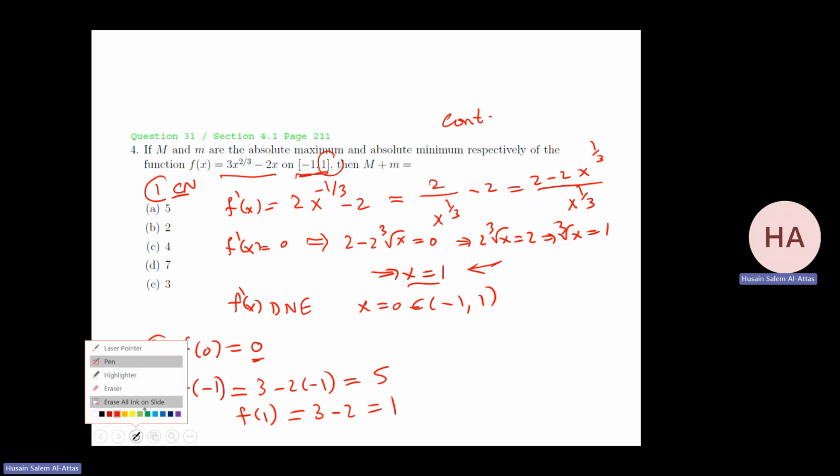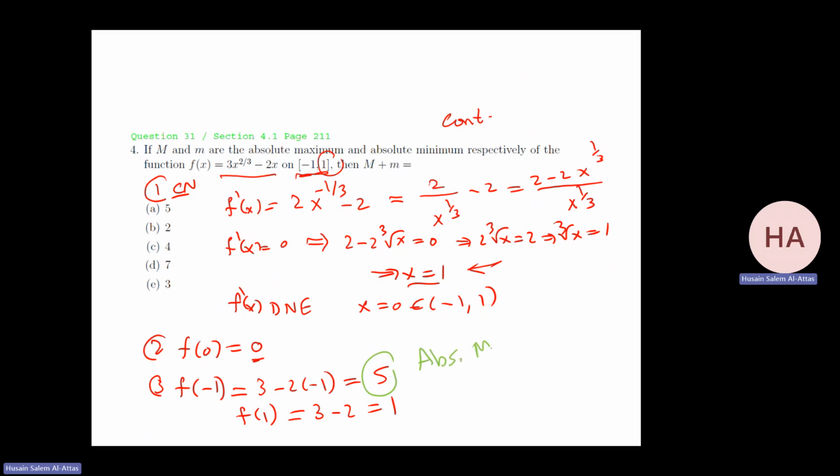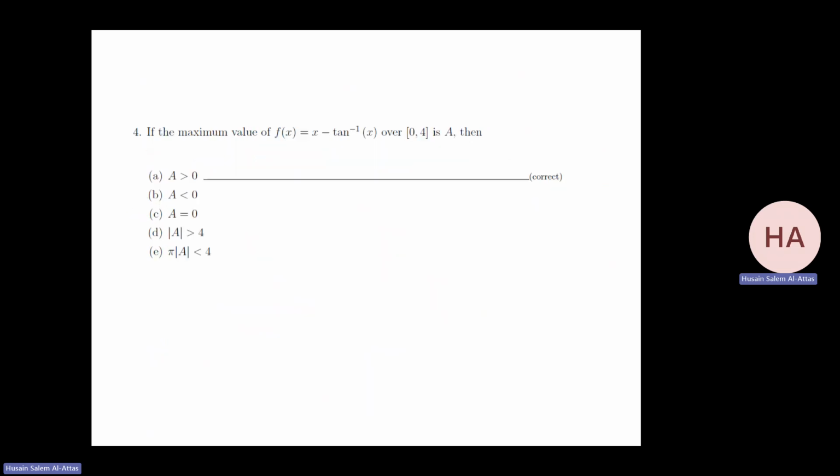Now, what is the absolute maximum? This is the absolute maximum, very clear. But what is the absolute minimum? This is the absolute minimum. So this is capital M. Capital M here equals 5 and small m equals 0, not 1. So capital M plus small m will be 5 plus 0, which is 5. Yeah, be careful with the calculation.